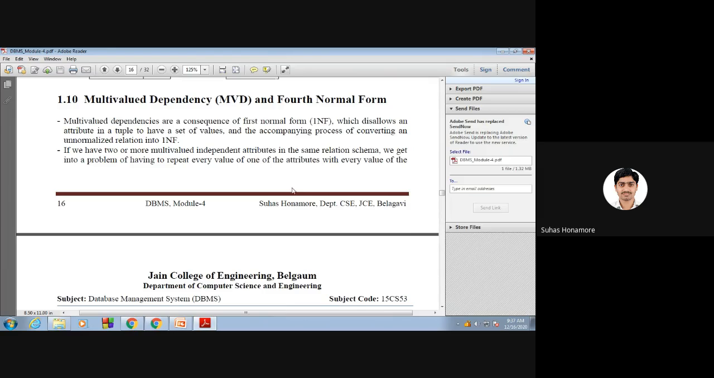Suppose more than one multivalued attribute is there. Dividing the table and keeping repeated values will be a headache for us. It's not a straightforward task to divide it, so we'll see that.